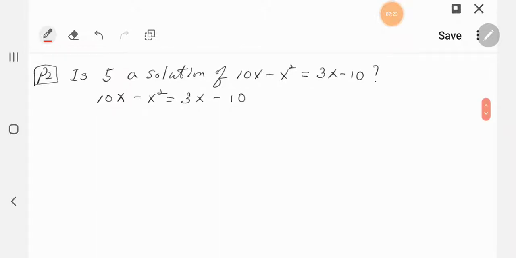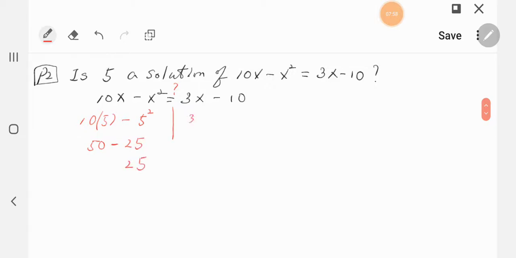Okay, problem 2, try. All right, let's check whether 5 is a solution. We want to check whether the left-hand side of the equation is the same as the value on the right side of the equation. So just plug in 5. So 10 times 5 minus 5 squared. So this is 50 minus 5 squared. 5 is multiplied twice, so that's 25. So the answer is 25.